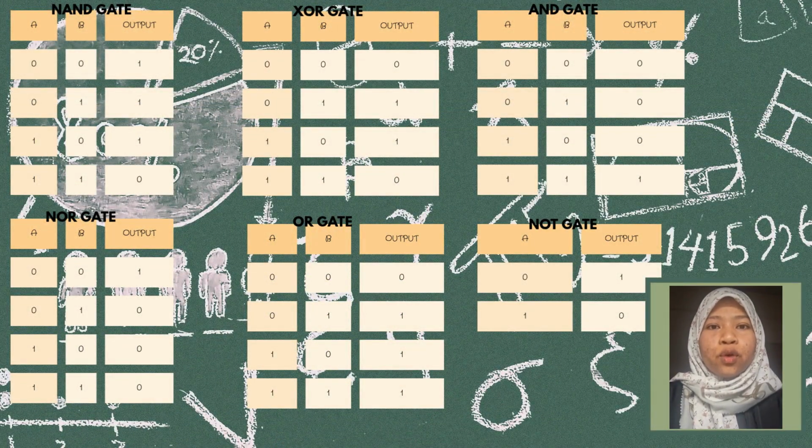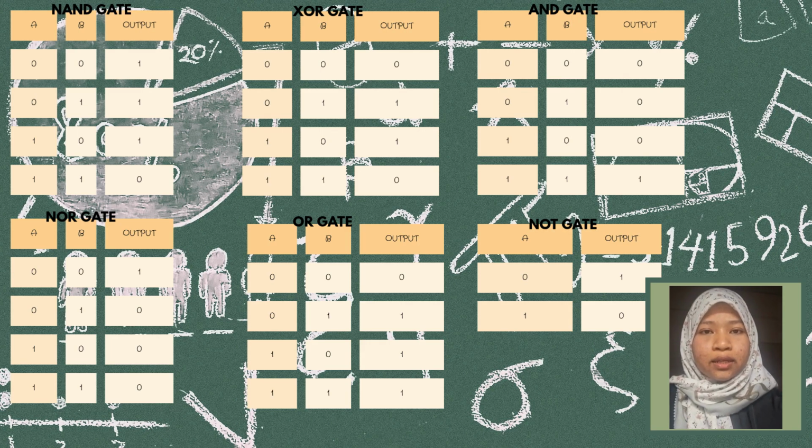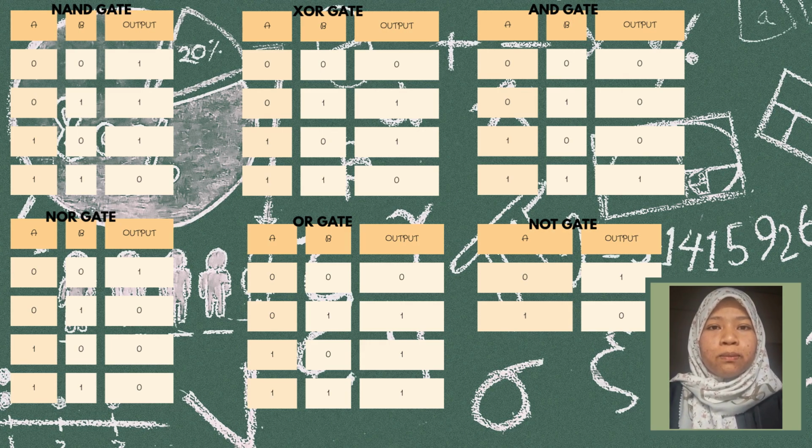So, before we wrap up, let's do a quick recap of all 6 logic gates that we covered today. First, the AND gate outputs 1 only when all inputs are 1, like an ATM, where you need both card and PIN. Next, the OR gate outputs 1 when at least one input is 1, like a smart light that turns on if motion is detected or a switch is pressed.